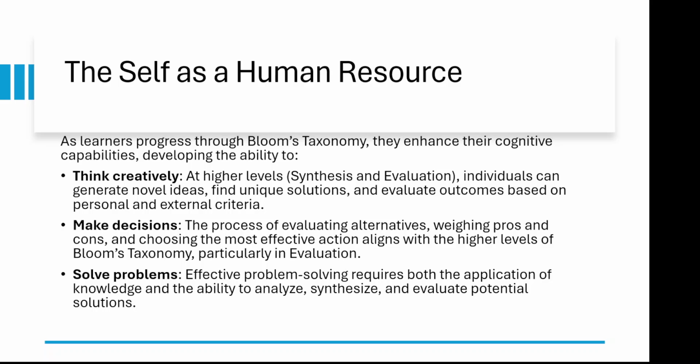And it makes decisions. The process of evaluating alternatives, weighing pros and cons, and choosing the most effective action aligns with the higher levels of Bloom's taxonomy, particularly evaluation. To solve problems. Effective problem solving requires both the application of knowledge and the ability to analyze, synthesize, and evaluate potential solutions.